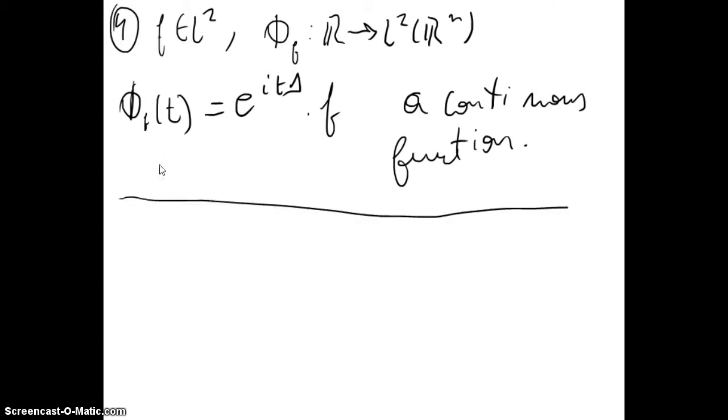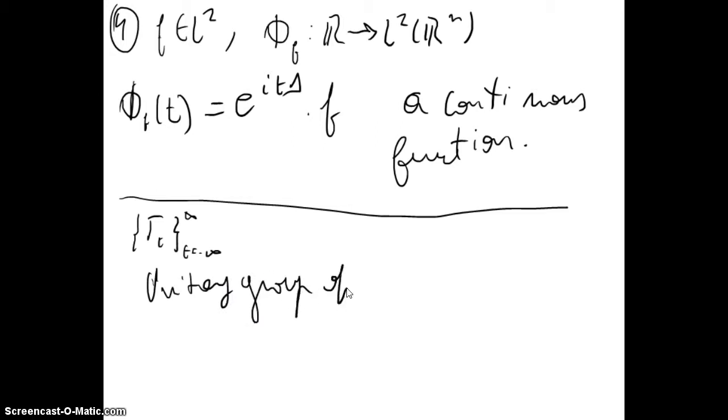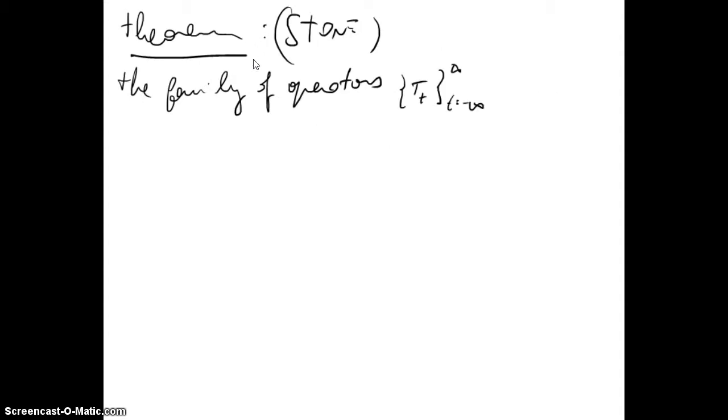So generally, if we have a family of operators, for example T_t, t from minus infinity to infinity, defined on a Hilbert space H, which satisfies these four properties, then these are called a unitary group of operators. Okay, so the theorem is the following.